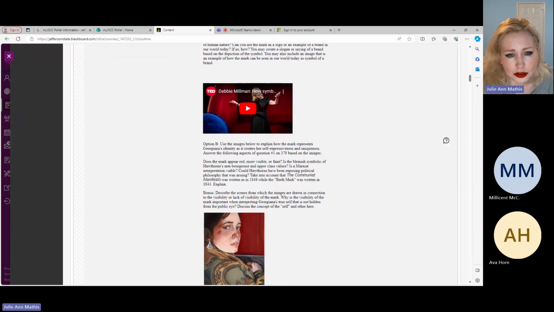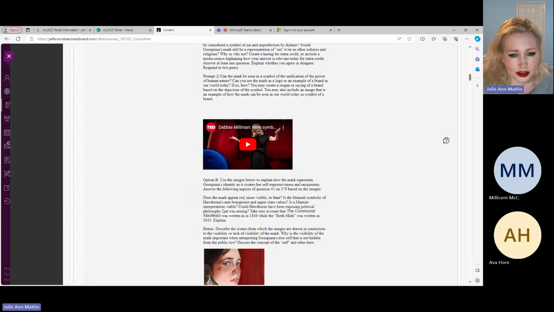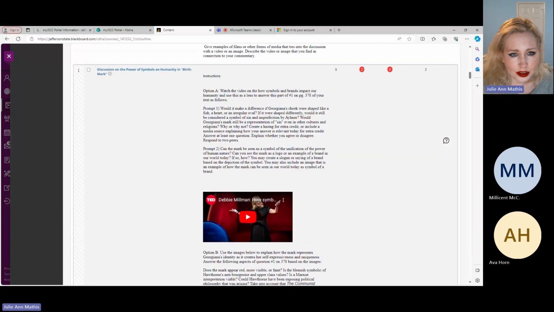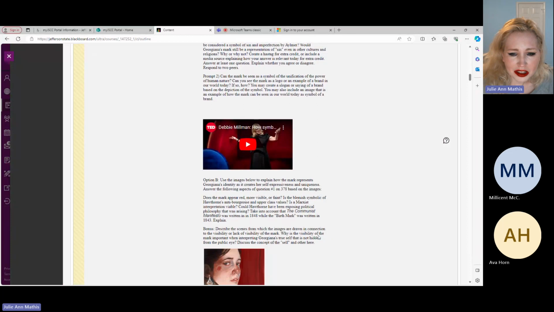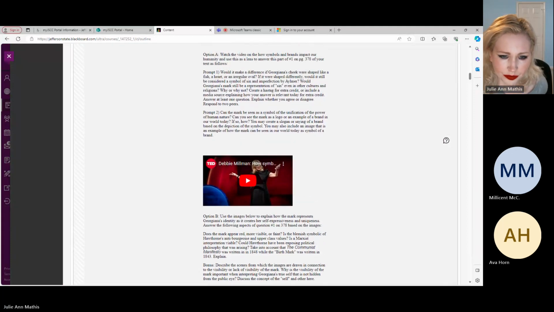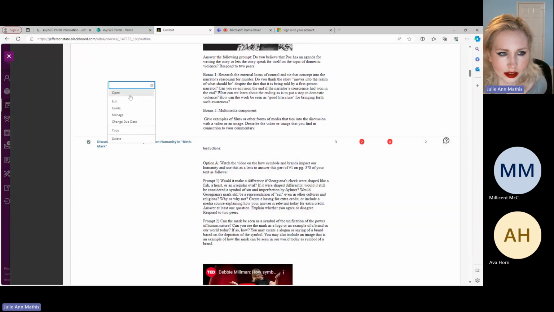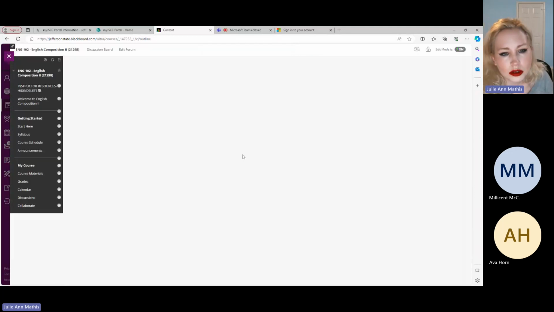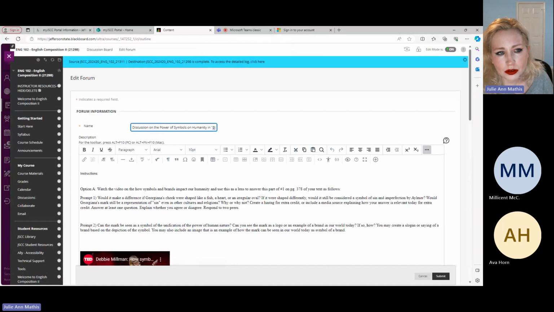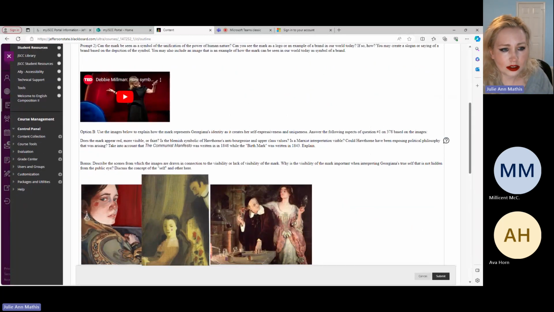And then option B, use the images below to explain how the mark represents Georgina's identity as it creates her self-expressiveness. Let me make sure this is right, because I had to rework the discussion board some. For option B, this is just multiple choices for you to write about. If you don't want to answer these two, this would be number 1 for letter B.